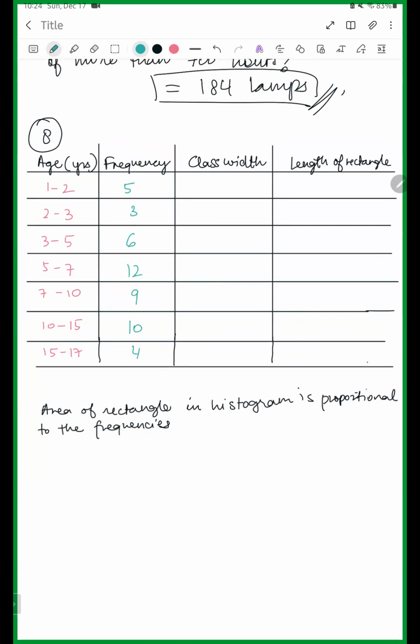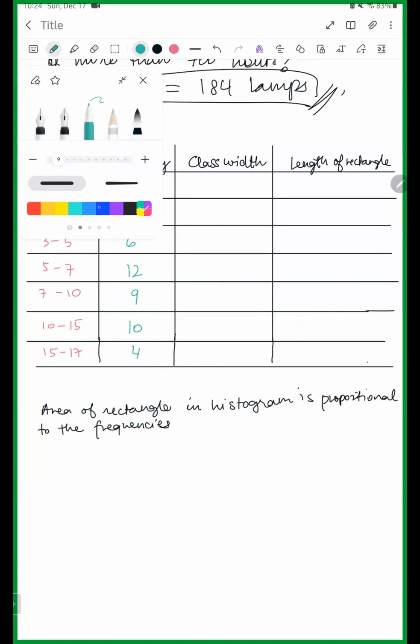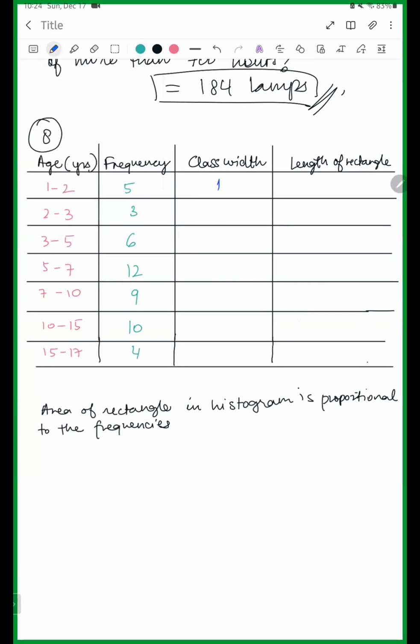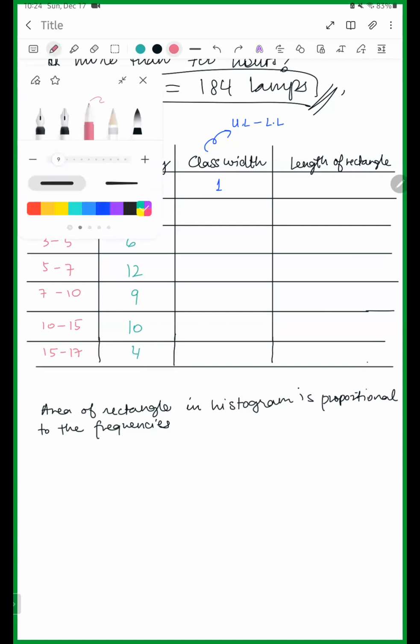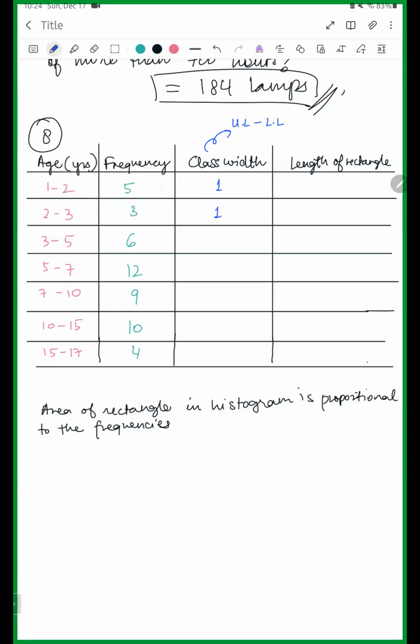Now in the first case, what is the class width? The class width is 1. And we have discussed what the class width is. Class width is nothing but upper limit minus lower limit. This is the upper limit, this is the lower limit. So the first one it is 1. The second one again it is 1. Third one it is 2. Next one again it is 2. This one is 3. This one is 5. This one is 2.